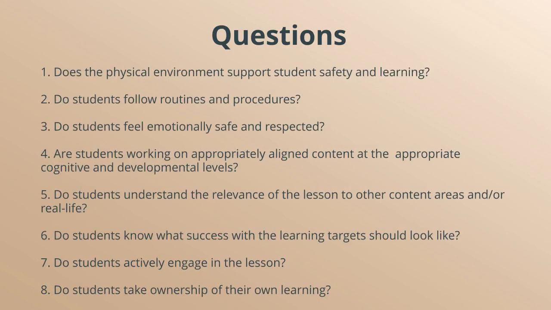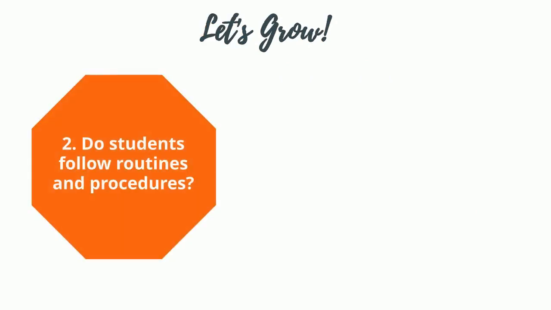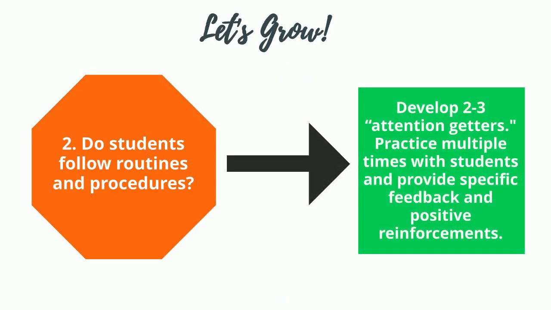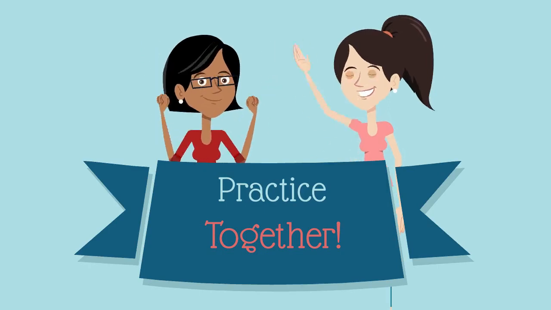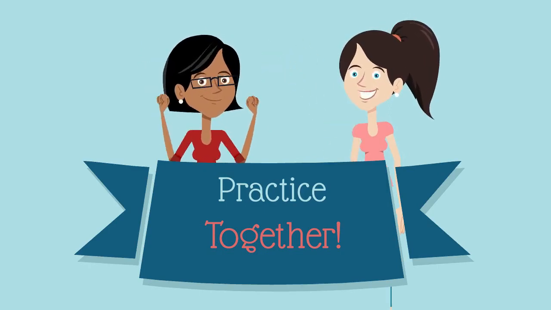Observers use this order every time they do a new observation, because teacher performance may vary from subject to subject or class to class. For instance, say an observer stops on question 2, do students follow routines and procedures? The observer and teacher might then work together to choose the growth step, develop 2 to 3 attention getters. Then, the observer and the teacher actually practice these attention getters together. This helps teachers develop muscle memory for the next time they're in their classrooms. All the best performers practice before they go live.